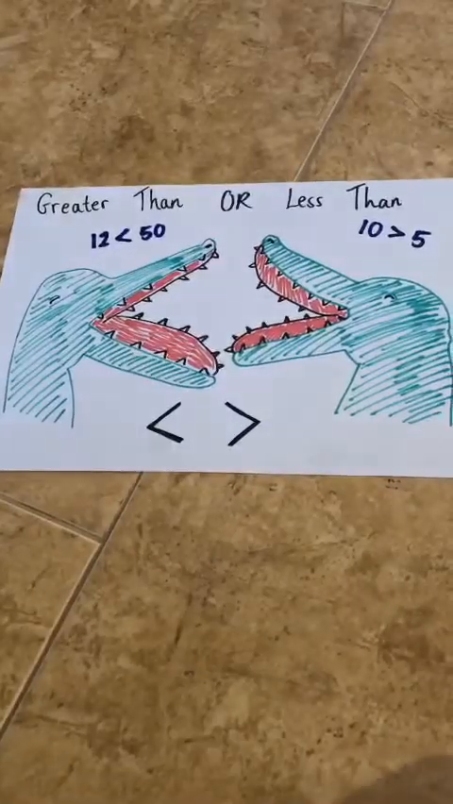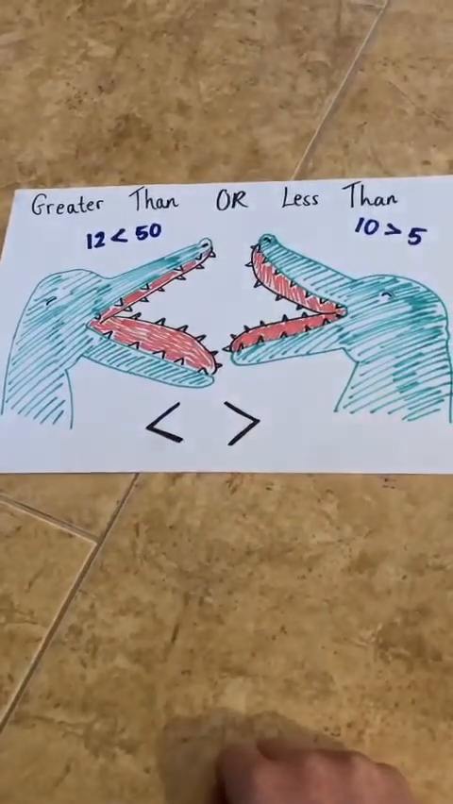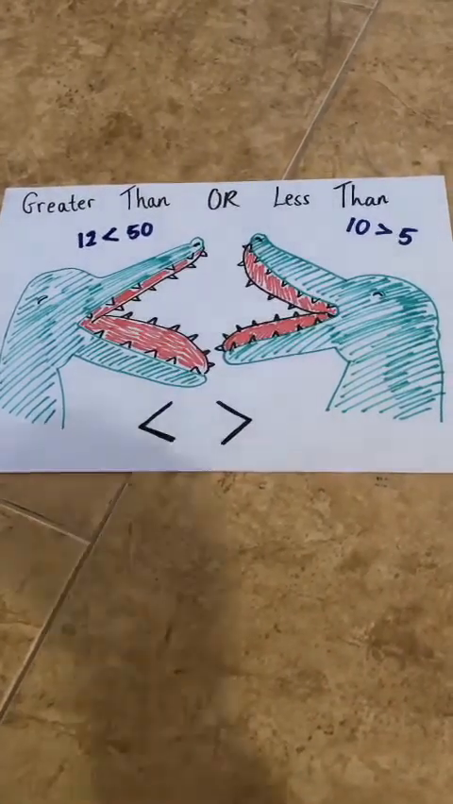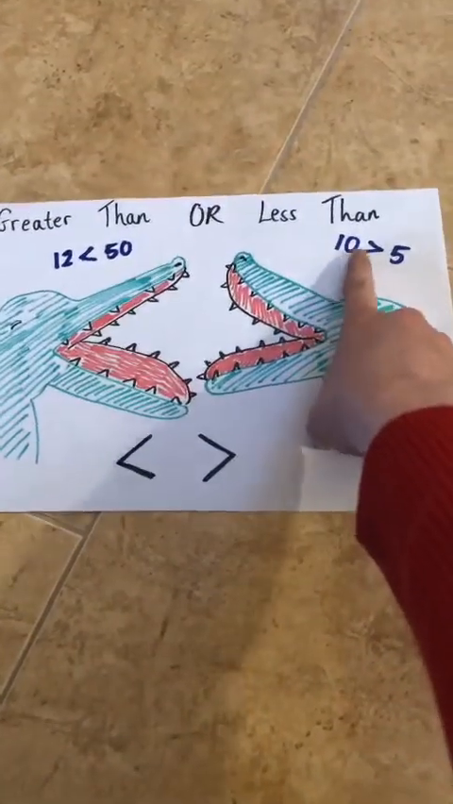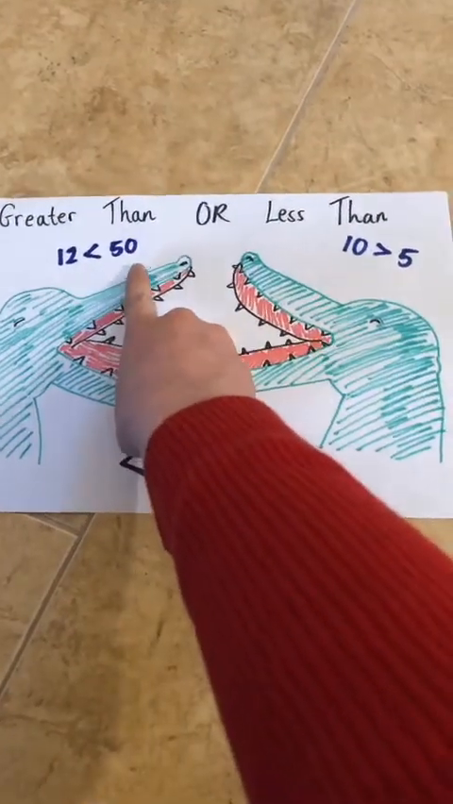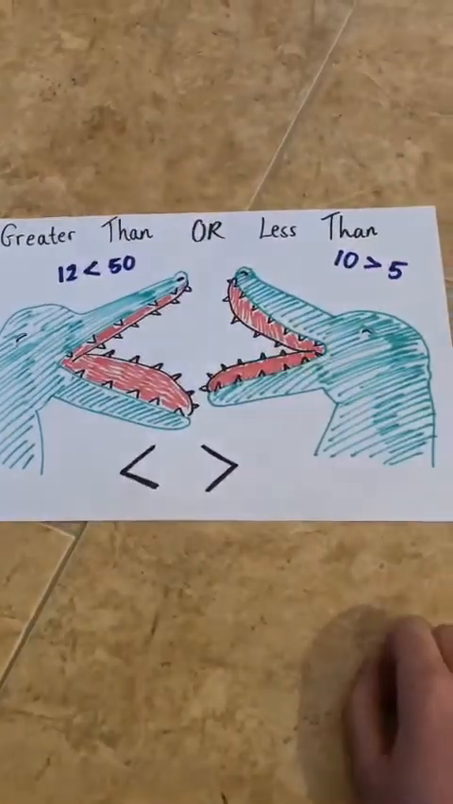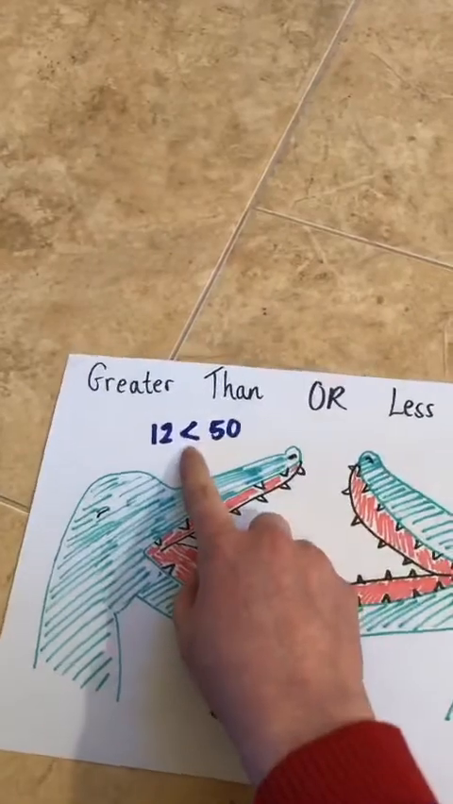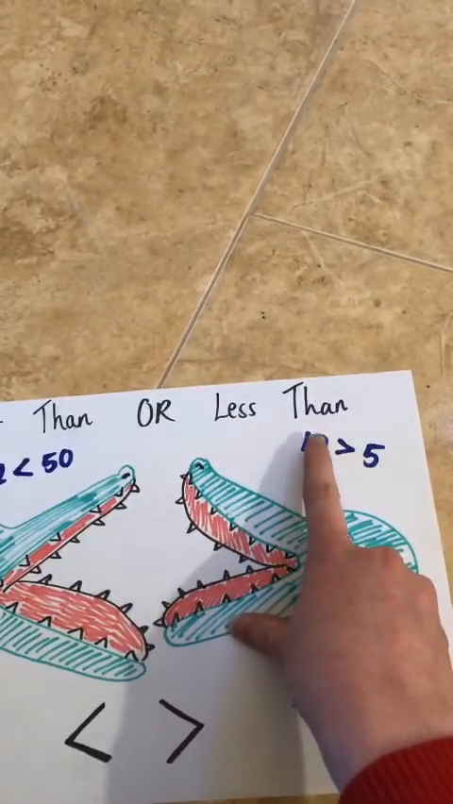For the 3-star challenge, you will need to remember these signs, greater than and less than signs. You use them to show when a number is bigger or smaller than the other. So for example here, 10 is bigger than 5, so we use that sign. 50 is greater than 12, so we use that sign. Now you will see from this example here and this example here that these signs always go towards the bigger number.